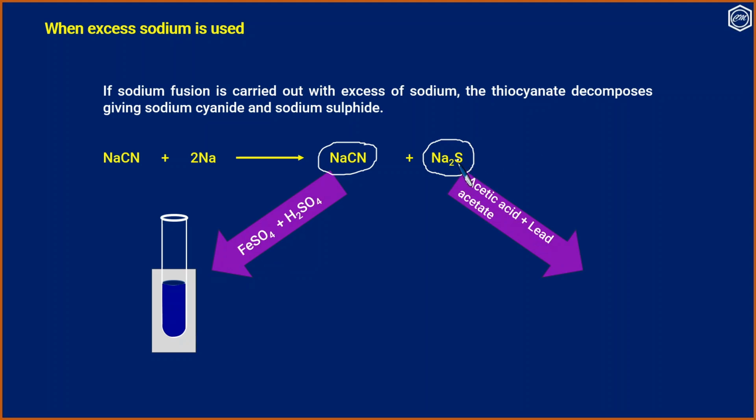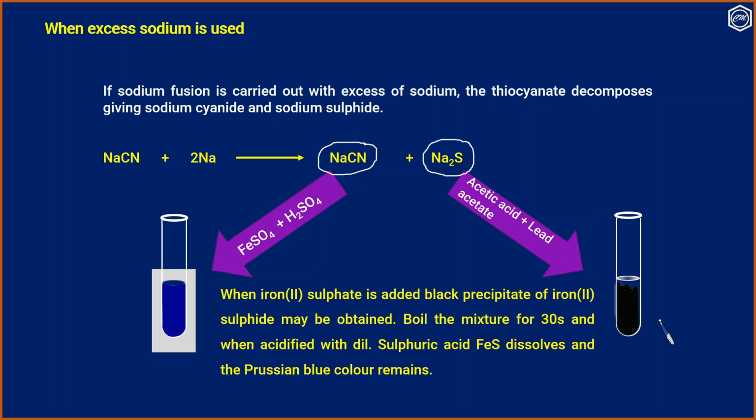For testing sulfur, to another sample, we add acetic acid and a lead acetate solution. And the black precipitate shows the presence of sulfur.